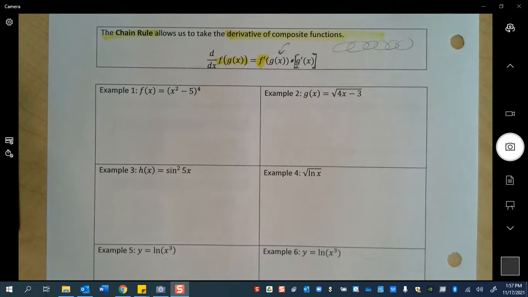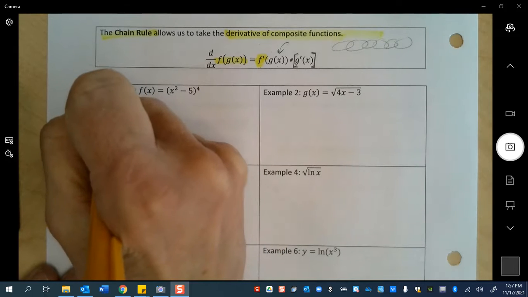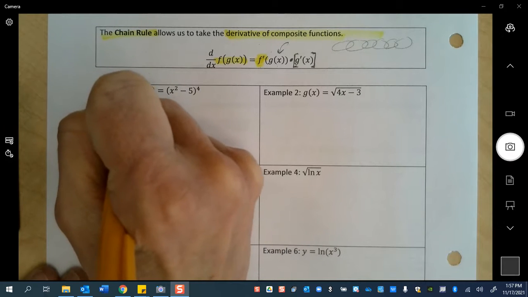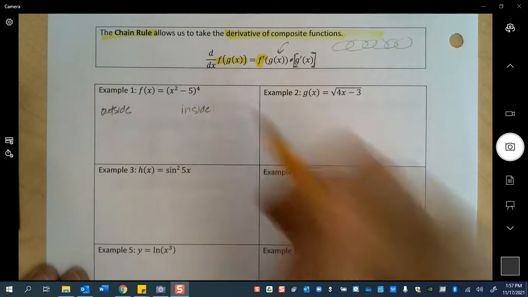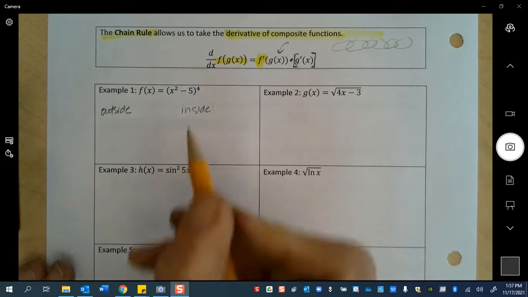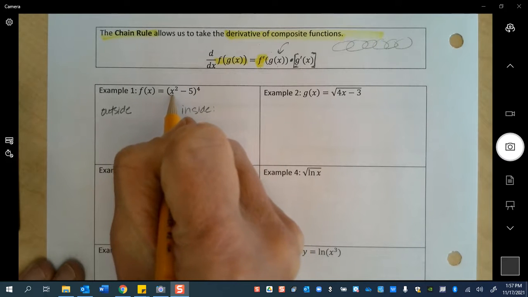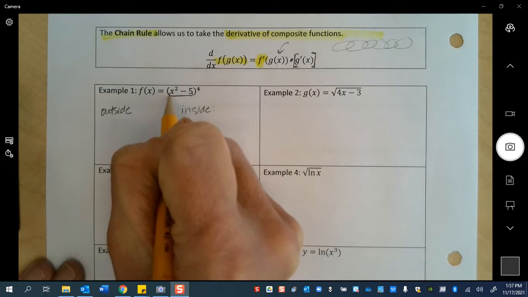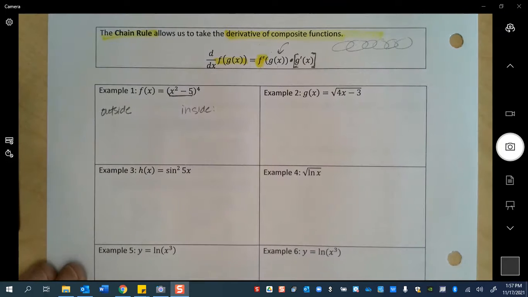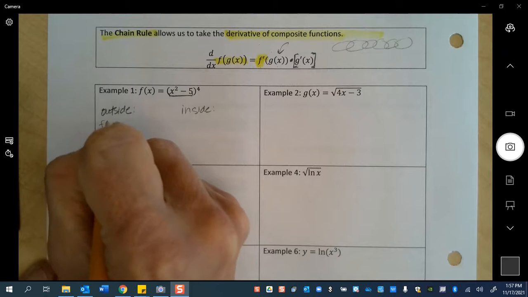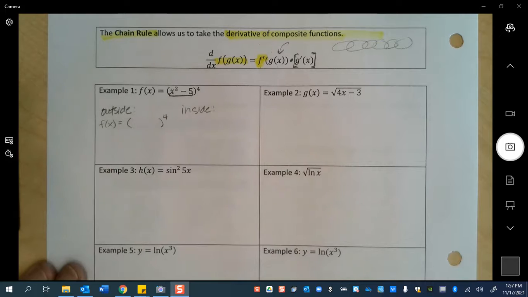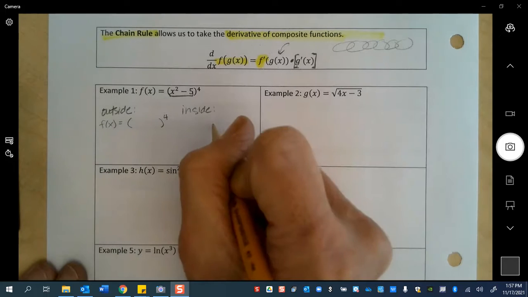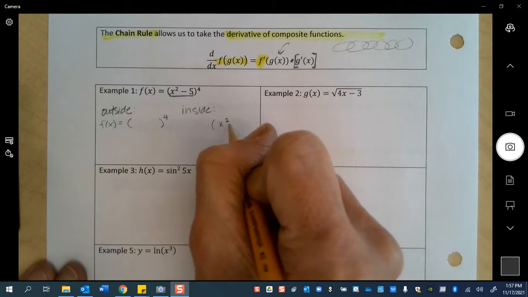It's coming. All right. So the biggest part of this conversation would be recognizing what is the outside function and what is the inside function. So we take a look at this one, and it's f of x is equal to x squared minus 5, and that whole thing is to the 4th power. So our outside function is f of x is equal to something to the 4th power. Our inside function is that x squared minus 5.